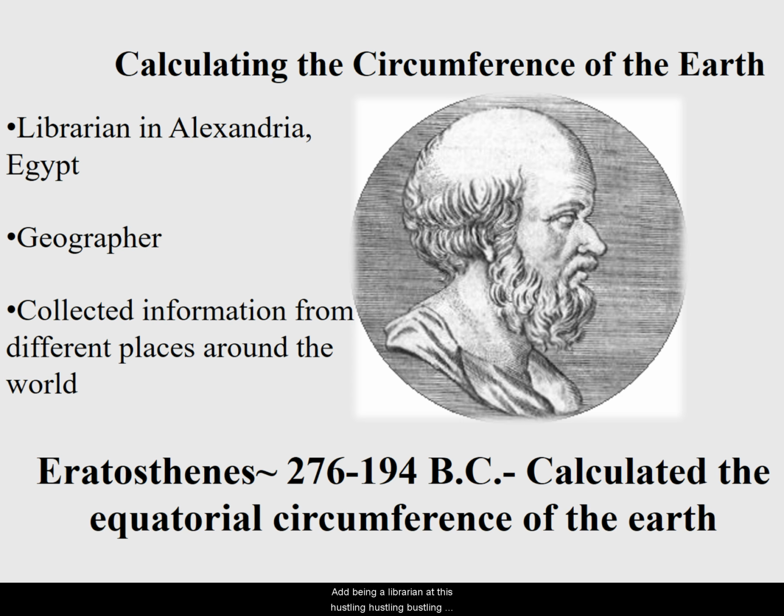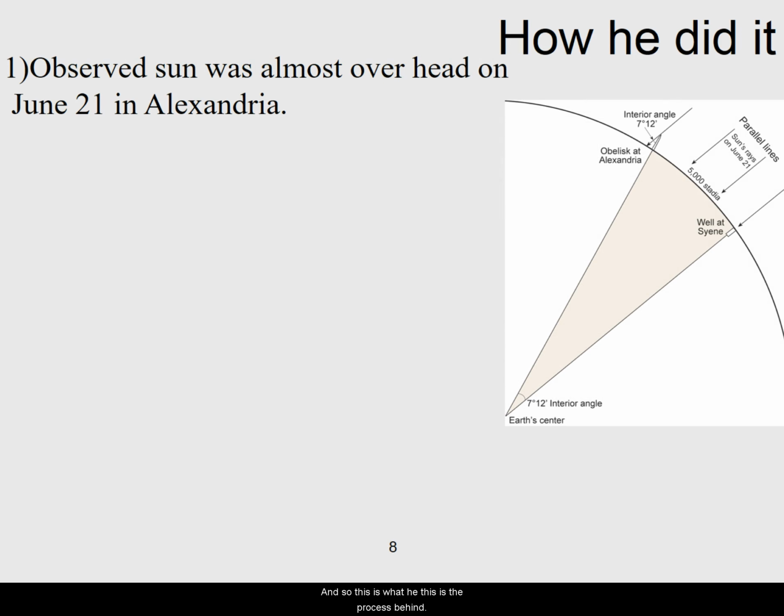And being a librarian at this hustling, bustling mecca of travelers coming in and out with information, he continued to collect information from different places and different people around the world. So he was this true kind of investigator geographer by the means of the information that he collected. So Eratosthenes is credited for calculating the equatorial circumference of the Earth. And so this is the process behind how he did it.